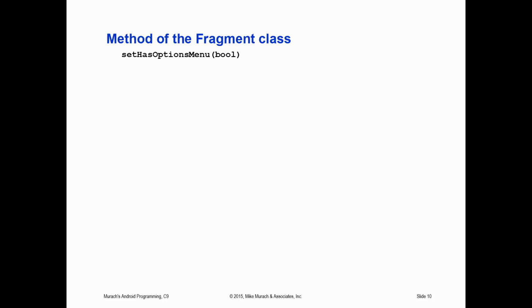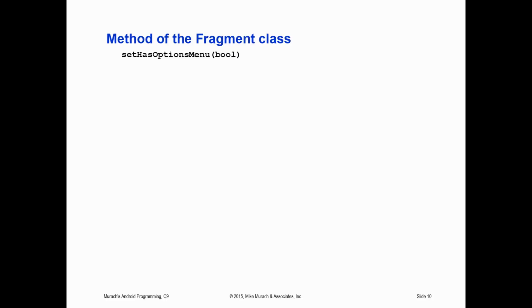You'll notice right here they talk about methods of the fragment class. This set has options menu is set to true to indicate that the fragment has an options menu and would like to participate in populating the activity's options menu by having Android call this particular fragment's onCreateOptionsMenu. In general, this class works much like the class for an activity. However, there are a few differences.